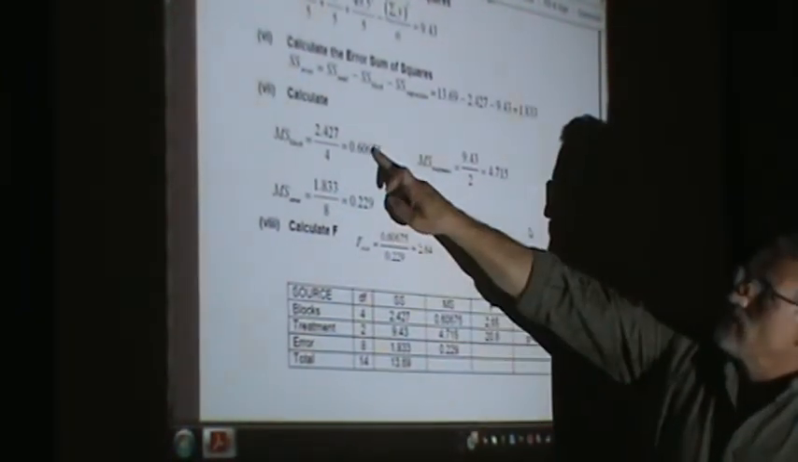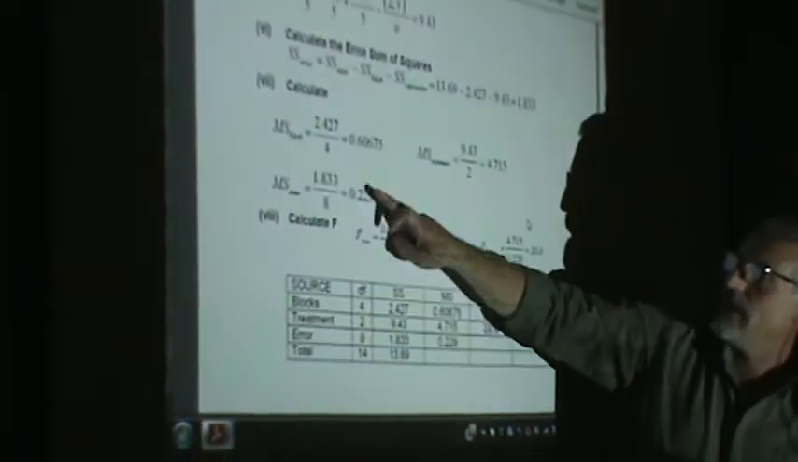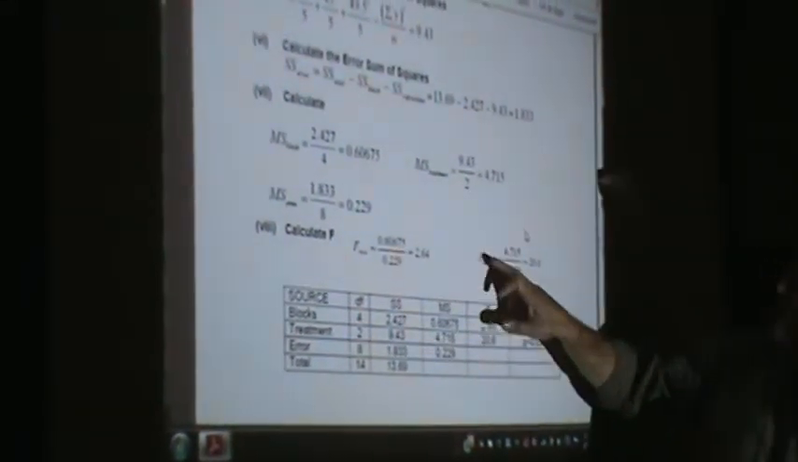I program an example that's here, and then when it works, I say, okay, I got it. Now I put my data in. Okay, so let's see. And so other points. Remember the F's. The F's are always the mean square of whatever it is you're asking about divided by the mean square of the error.